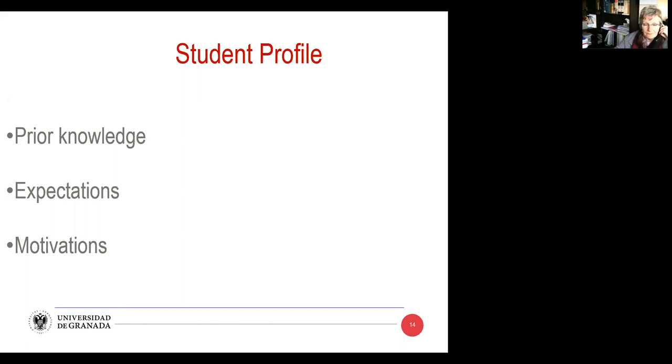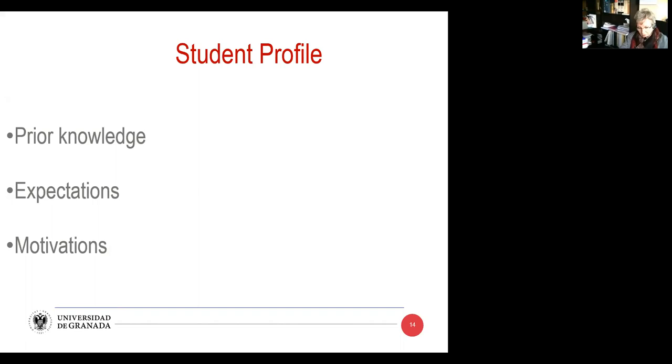Two other areas that we need to be familiar with in order to make sure that our curricular design is going to be feasible and is going to work are: what are our students' expectations with regard to what we're going to do during the program, and how we can help them to ensure that their expectations are not too far away from what we actually have on offer. And then, what are their motivations?